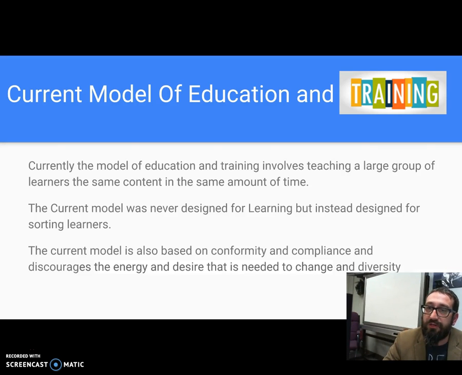Current model of education and training. The current model of education and training involves teaching a large group of learners the same content at the same amount of time. And we know this doesn't work because different learners learn at different rates and have different learning needs. The current model was never designed for learning, but instead designed for sorting learners. The current model is also based on conformity and compliance and discourages new ideas and diversity.